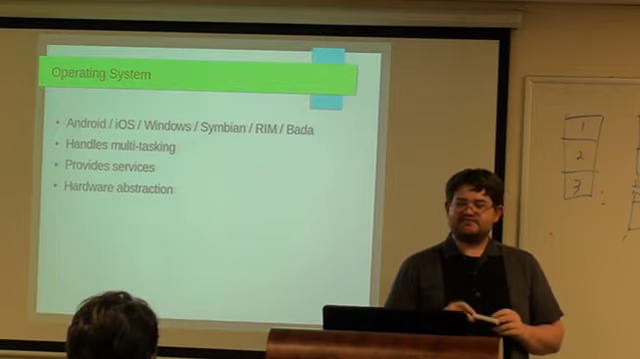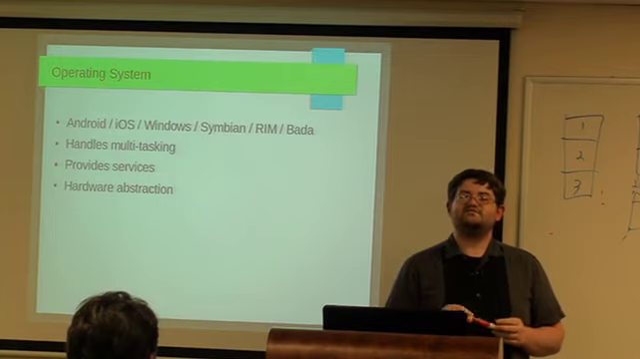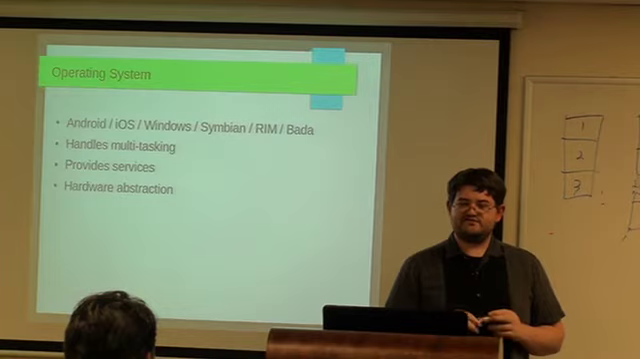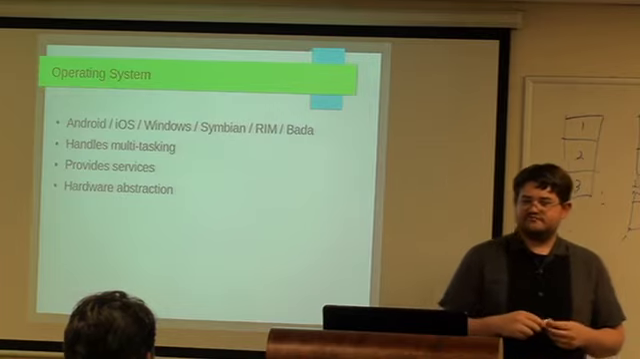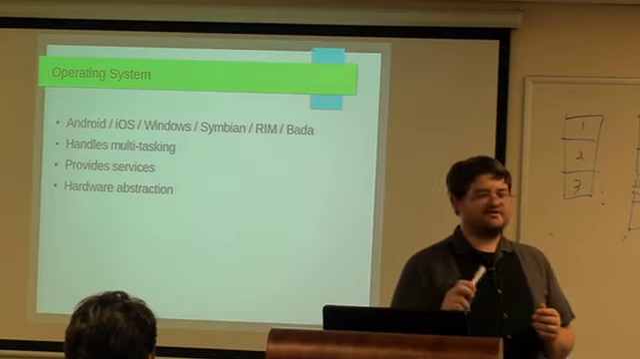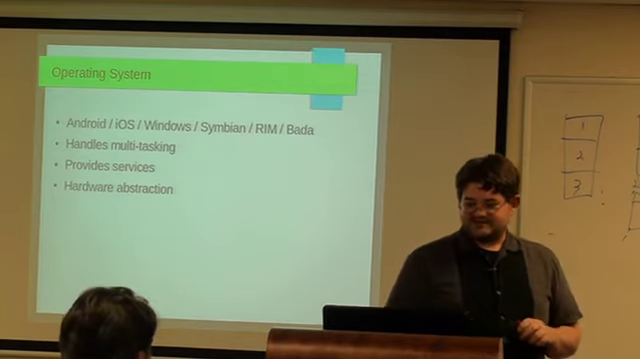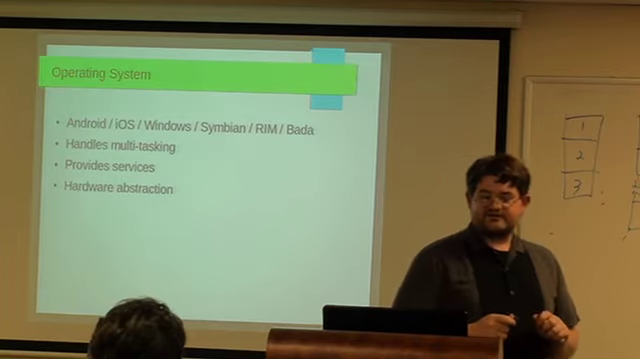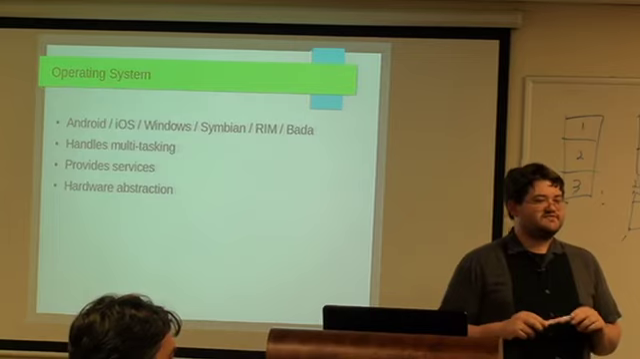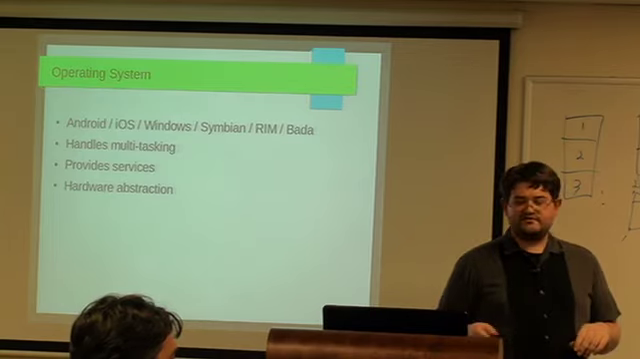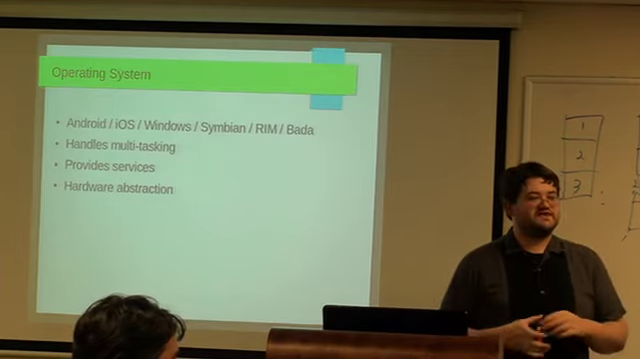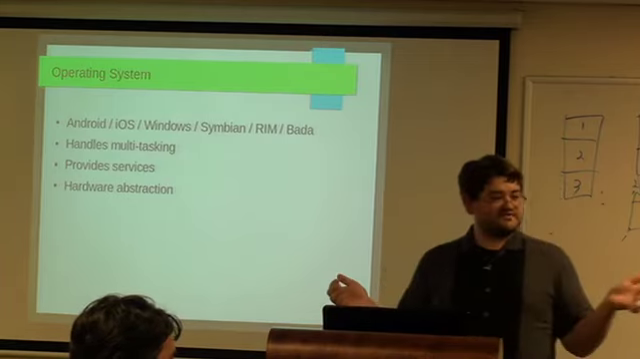Bada. This is surprisingly popular in, it was either India or China, I don't remember, but it actually has a foothold in certain parts of the world. But you'll probably never actually have to deal with that. Probably what you're going to deal with is either Android or iOS, and that's why you're in this class. The operating system is what handles multitasking or doesn't, and it provides all sorts of services, like telling you when the phone has changed orientation, and that whole thing about not having to worry what sort of keyboard you're working with. Hardware abstraction.